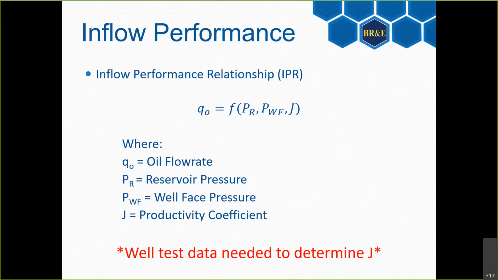And so every IPR correlation that ProMax has will require at least one well test data point, and that's to do the initial calculation of what that J coefficient is. And then from there, we can use that constant J with new different pressures to see what that flow is going to be, either in the future or what it is now, given that the well test was taken X number of months or years ago.